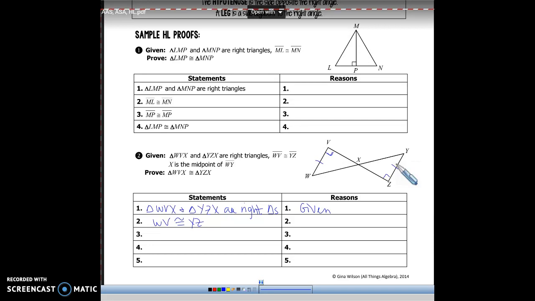And then X is the midpoint of WY. Here's WY. X is the midpoint. So that's my next piece. X is midpoint of WY. That was given. Oh, I forgot that given. If X is the midpoint, it cuts it in half. So this side and this side are congruent. So I need to put that. WX is congruent to YX. If it's the midpoint, these are congruent by the definition of midpoint.